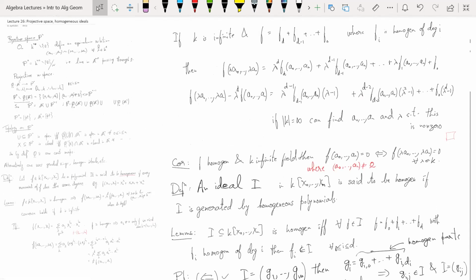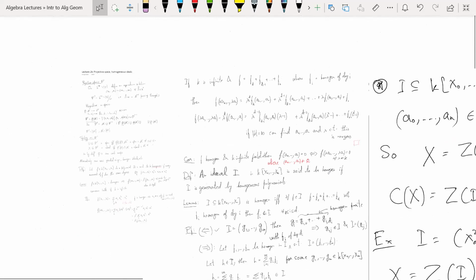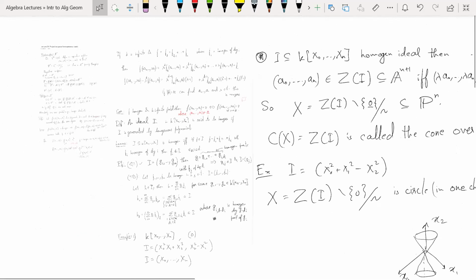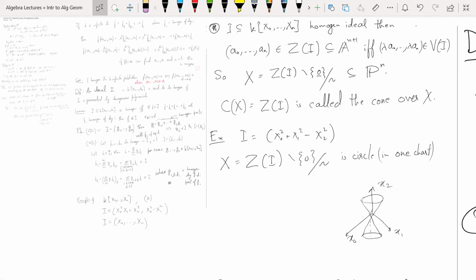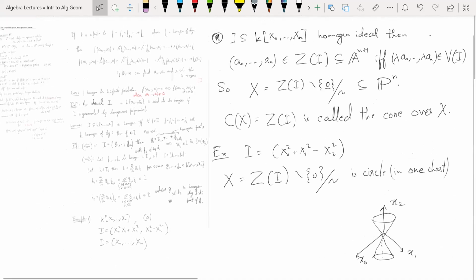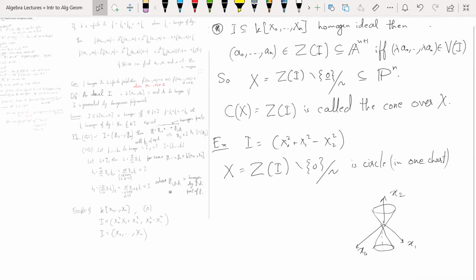So we'll look at zero sets of these ideals, and those will be our algebraic sets. So let's do that. Okay. So let I be an ideal in k[x0, ..., xn], a homogeneous ideal.